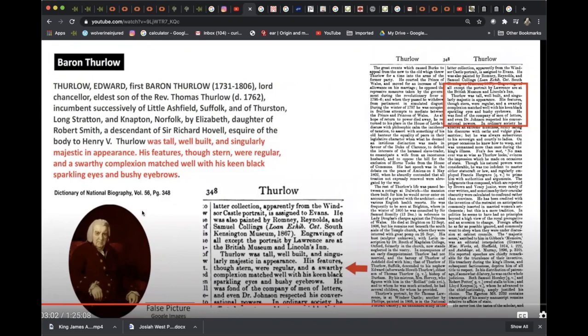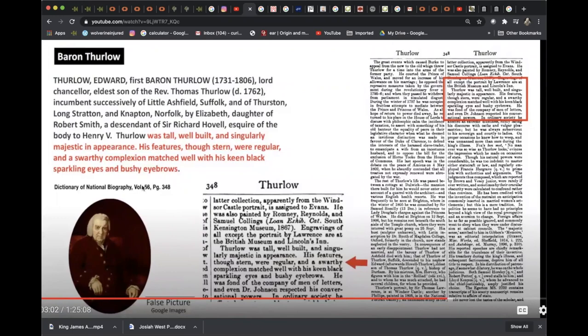Down here, the excerpt, and this is the dictionary again, Volume 56. Swarthy complexion. This is a whitewashed image.